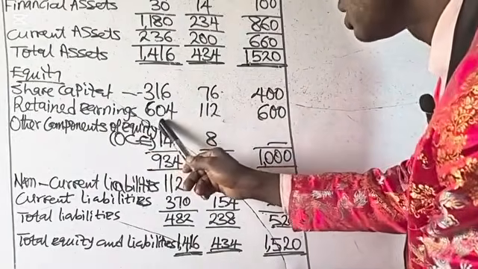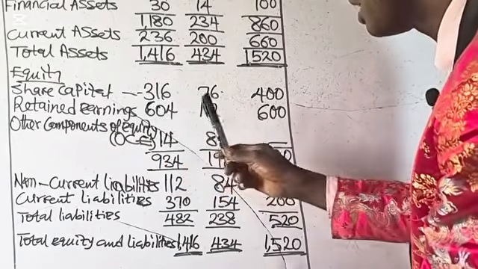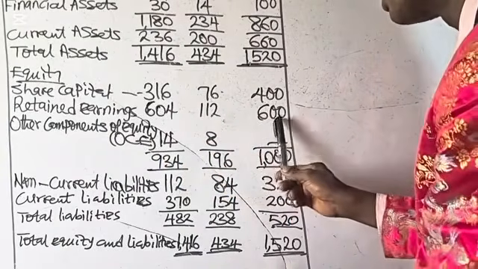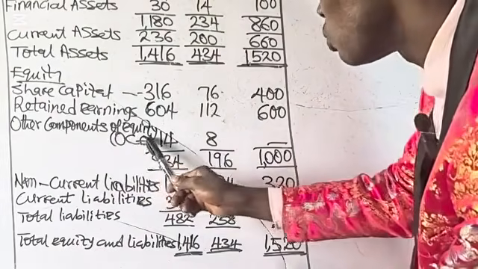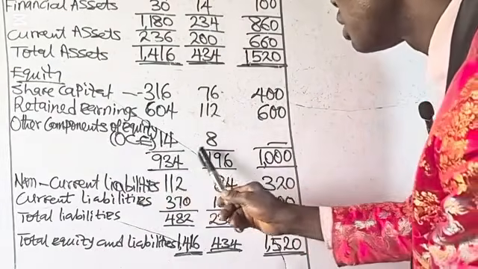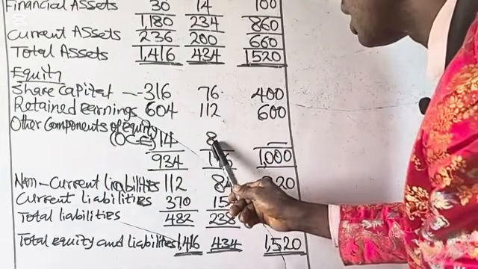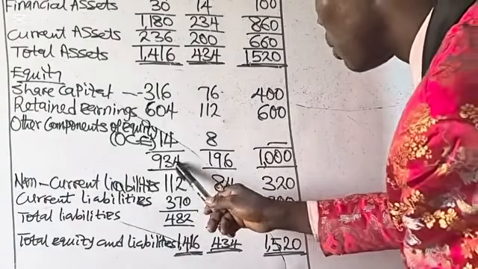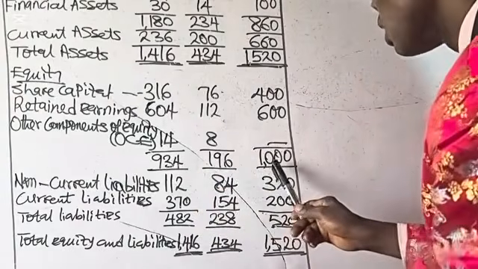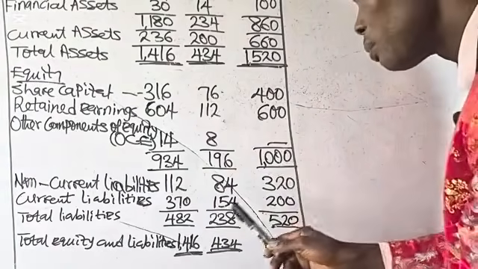Retained earnings: 604 for Rapuya, 112 for Puta, 600 for Soma. We have other components of equity: Rapuya 14, Puta 8, Soma 9. The total equity for Rapuya is 934, Puta 196, and Soma 1000.